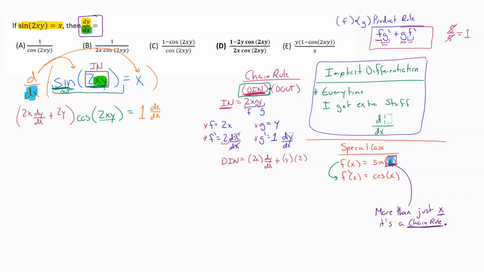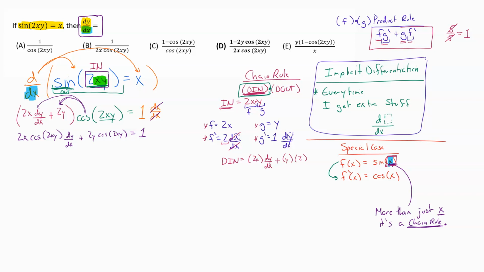So the first thing we're going to do in this is we're going to go ahead and distribute this cosine back through this whole chunk here. So this is now going to be 2x cosine of 2xy dy dx. Multiplying it to the second piece, multiplying it by this 2y here, we get 2y cosine of 2xy. And that's all going to equal, again, dx over dx cancels out, so that all equals 1.